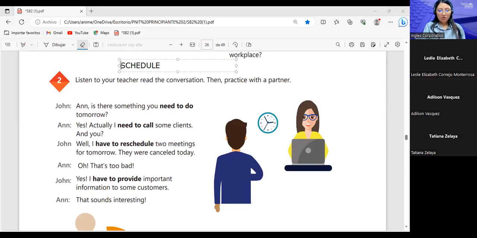Entonces, cuando yo digo reschedule, reprogramar, en base a un horario. Reprogramar un horario, en este caso. Reschedule. Tengo que reprogramar dos reuniones para mañana. Hace referencia que tiene que mover o buscar una nueva hora, un nuevo tiempo en donde se va a desarrollar eso. Ok, let's continue.